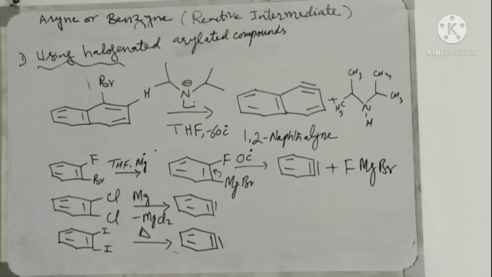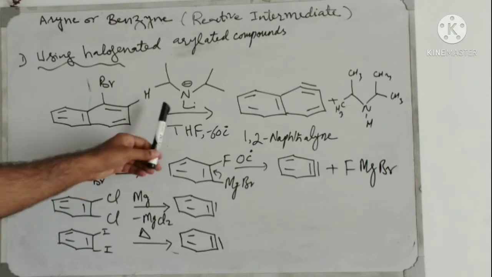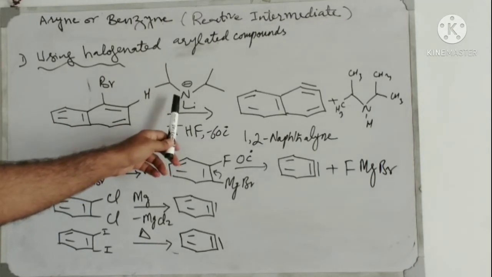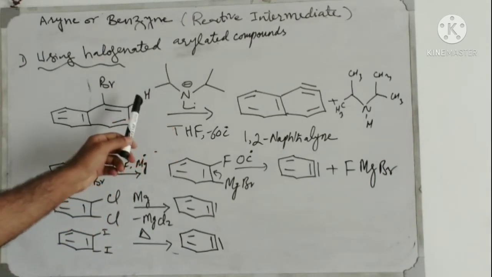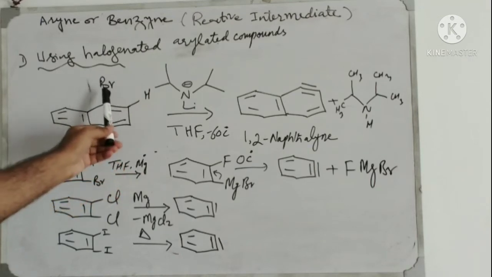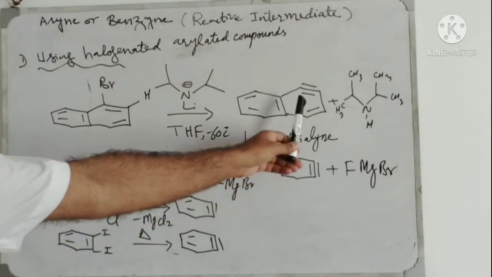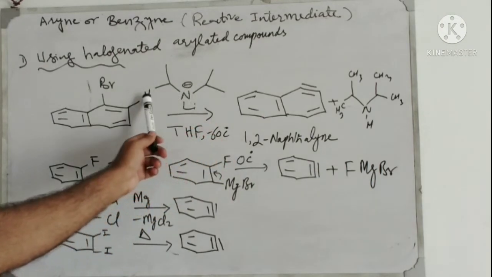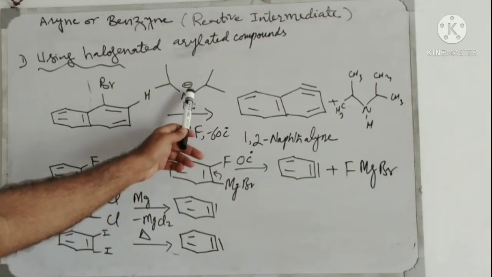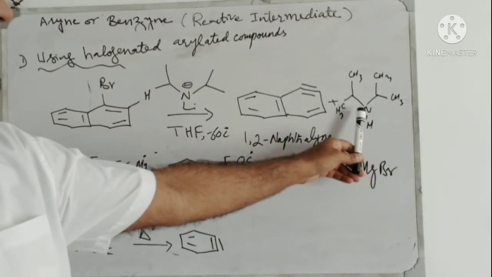So aryne or benzyne can be synthesized by using halogenated aromatic compounds. Here in this case we use a strong base like lithium diisopropylamide or LDA. This is used to take this proton, and then this bromide is eliminated to form this 1,2-naphthalene benzyne intermediate. After taking this proton, lithium diisopropylamide is converted to lithium diisopropylamine.